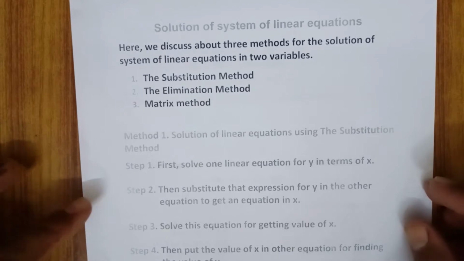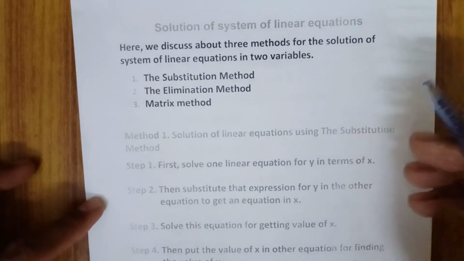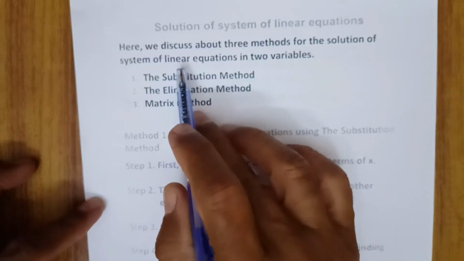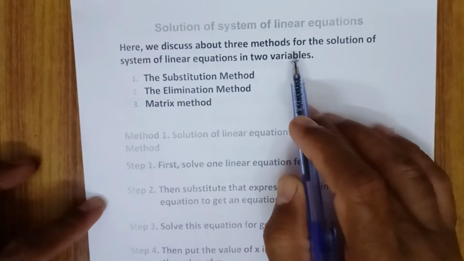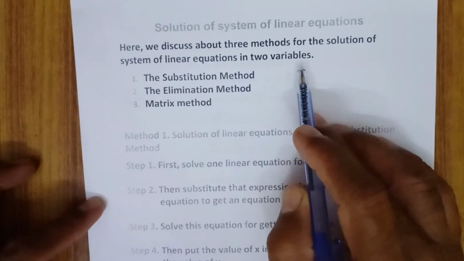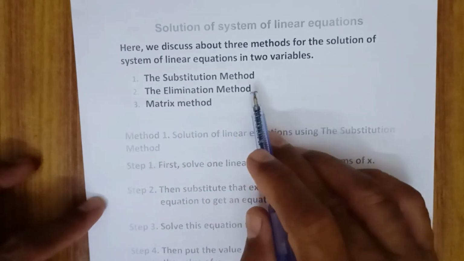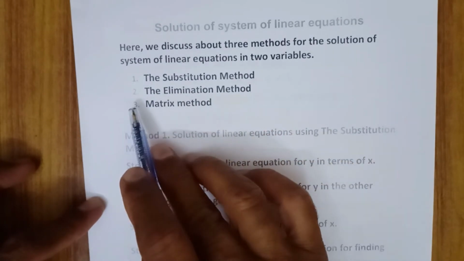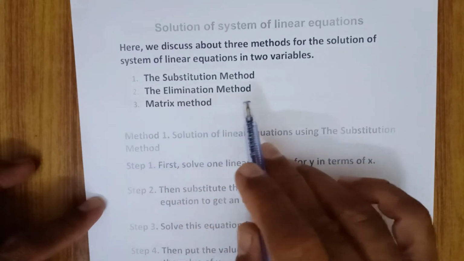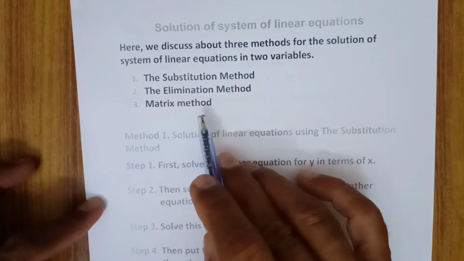Today I want to tell you about the solution of system of linear equations. Here we discuss three methods for the solution of system of linear equations in two variables. Method 1, the substitution method. Second method, the elimination method. Third method, matrix method.